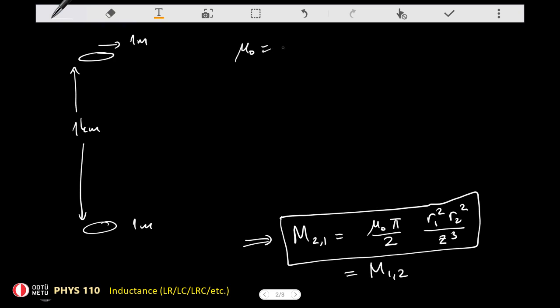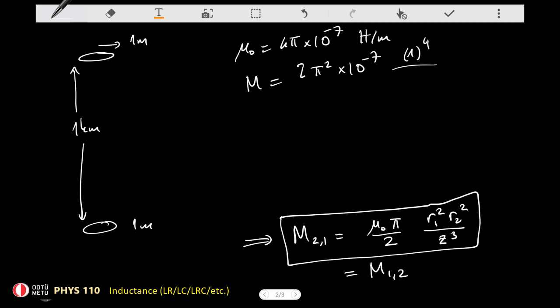So mu 0 is equal to 4 pi times 10 to the minus 7, but I forgot the units, but you can easily see that the unit is actually Henry per meter. So I'm going to write it down like that. But that's the numerical value. So therefore, M in that case would be 2 times pi squared times 10 to the minus 7. The square of the fourth power of 1 would be in here.